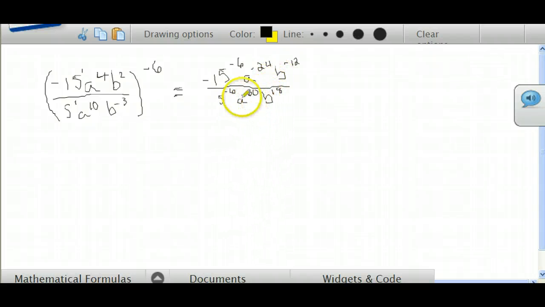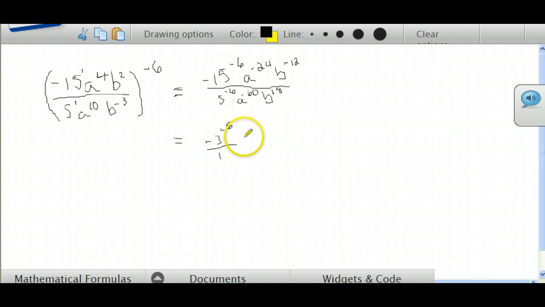Now you can start handling it one step at a time. The negative 15 and the 5 have the same power, so you can divide those numbers. Negative 15 divided by 5 gives you negative 3 to the negative 6, still the same negative 6 power, and that's over 1. What about the a? You have a to the negative 24 divided by a to the negative 60. You have to be careful how you handle this. Is it positive or negative?